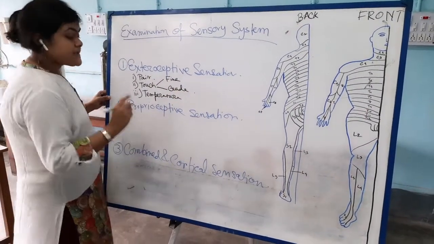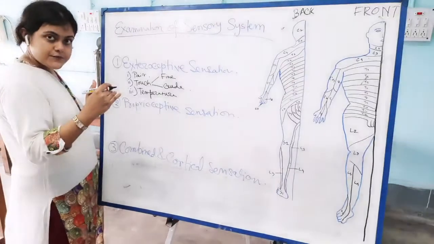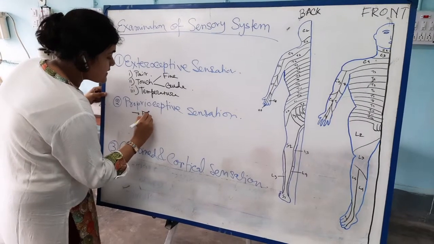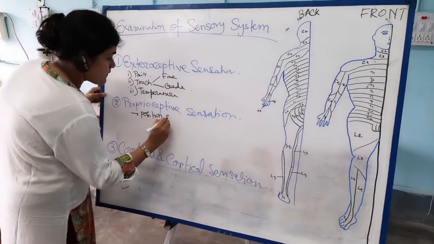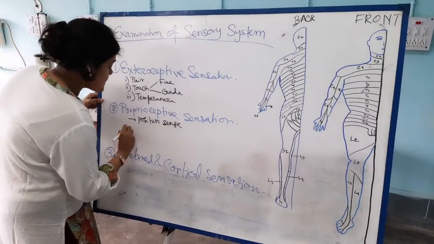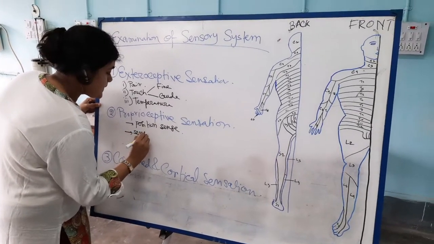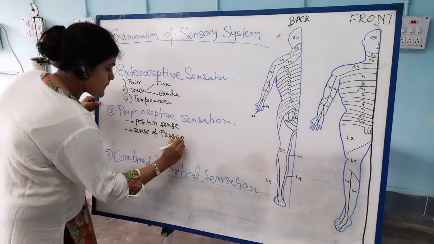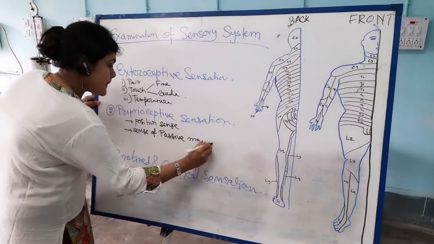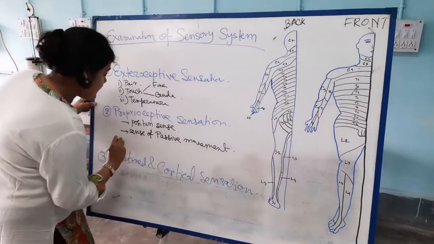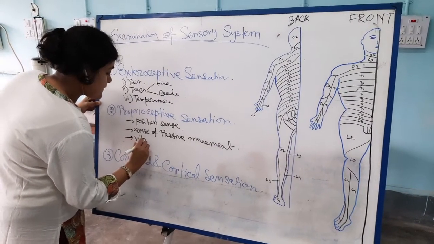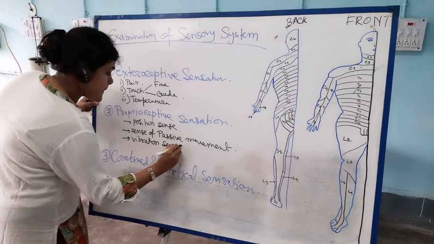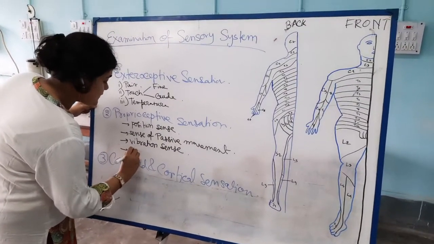Under proprioceptive sensation, here the stimulus comes from the body itself. Here is position sense, sense of passive movement, vibration sense, and muscle sensitivity.